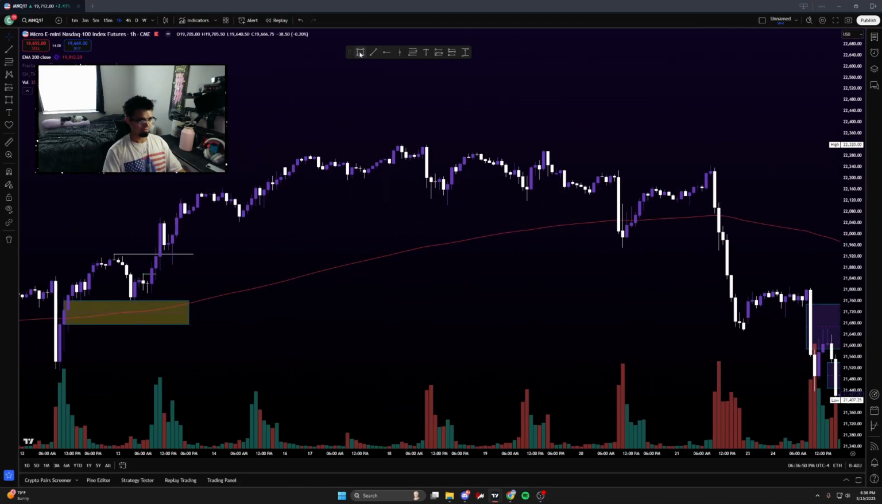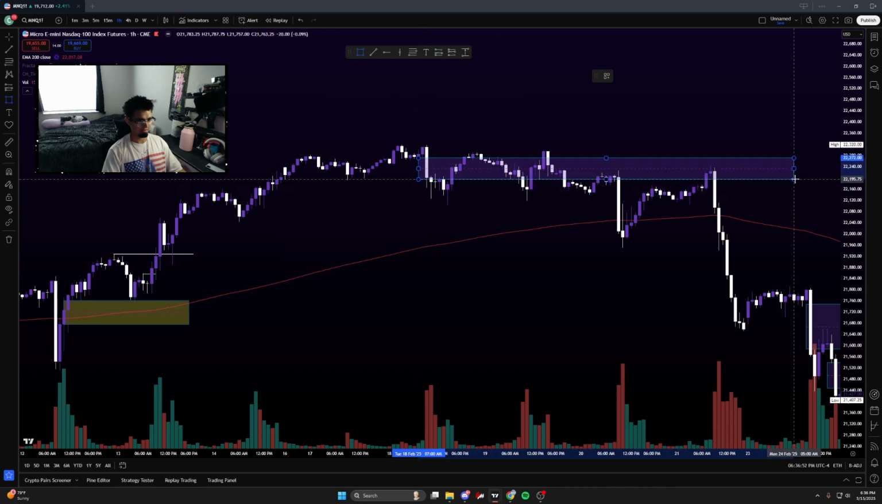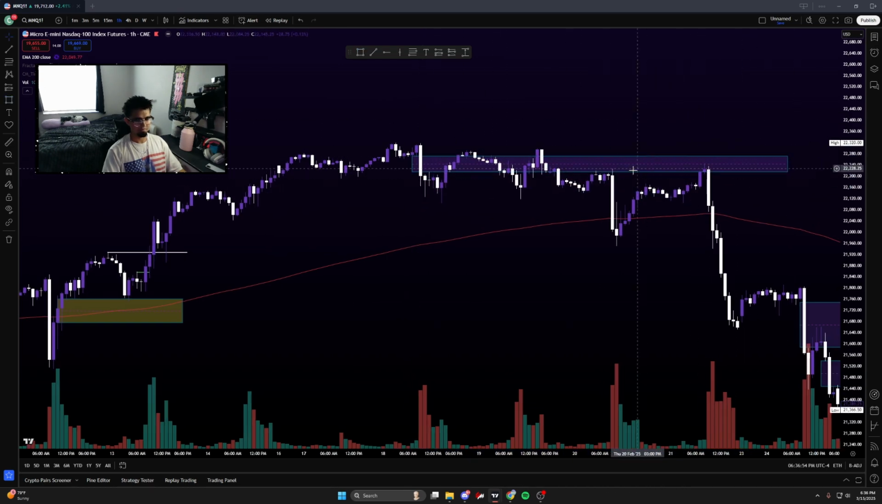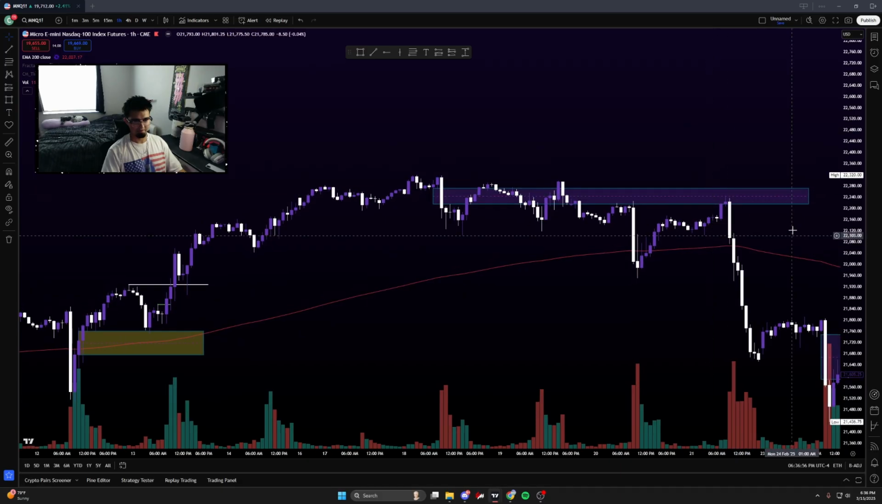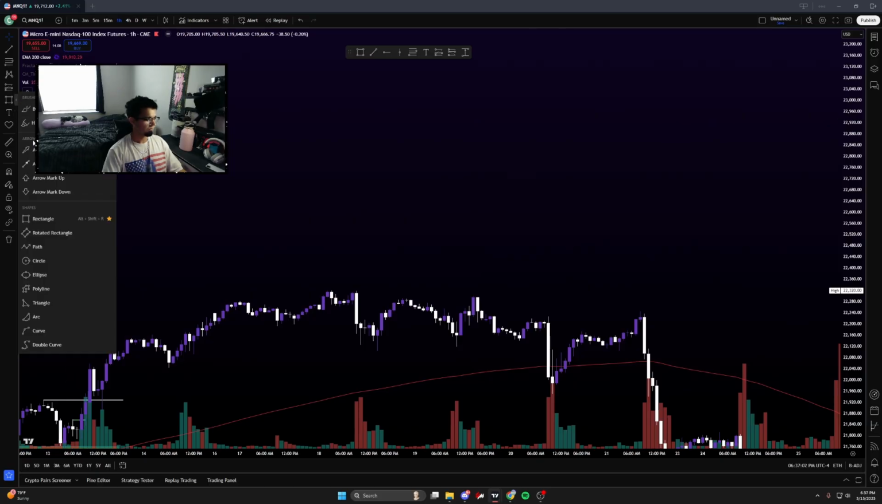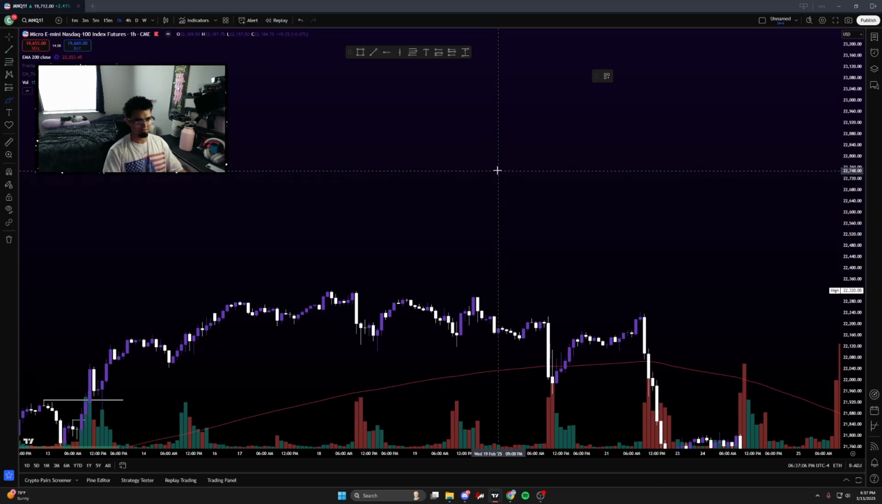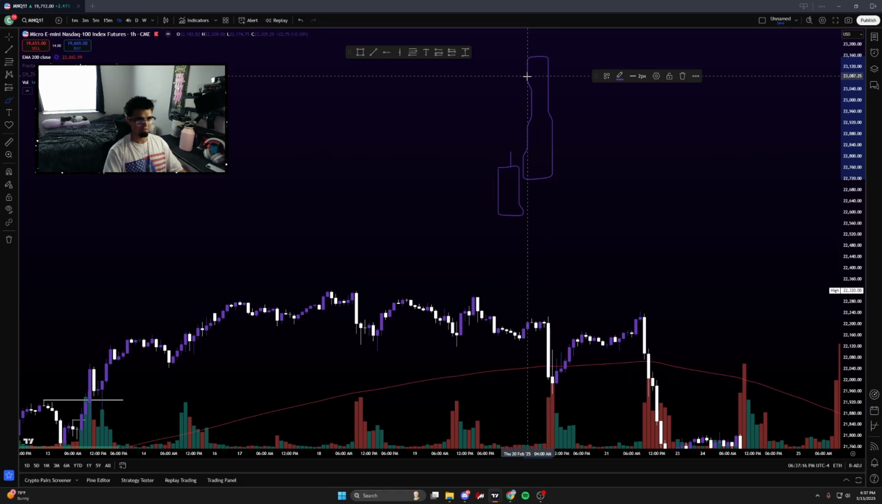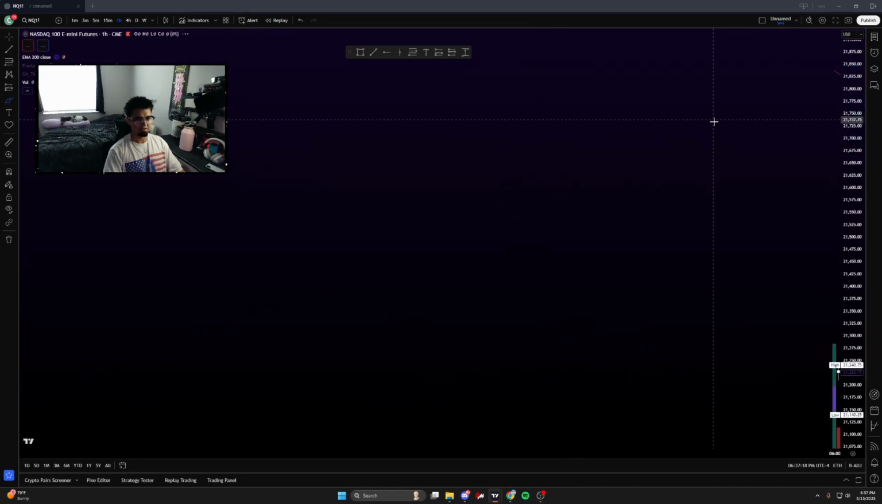Look at this fair value gap right here. They're all over the place. Fair value gap, fair value gap, fair value gap. It's so simple. I don't even know how to make it sound complicated because it's not. We have our candle, we have our wick, we have our imbalance of orders, and then we have our second.